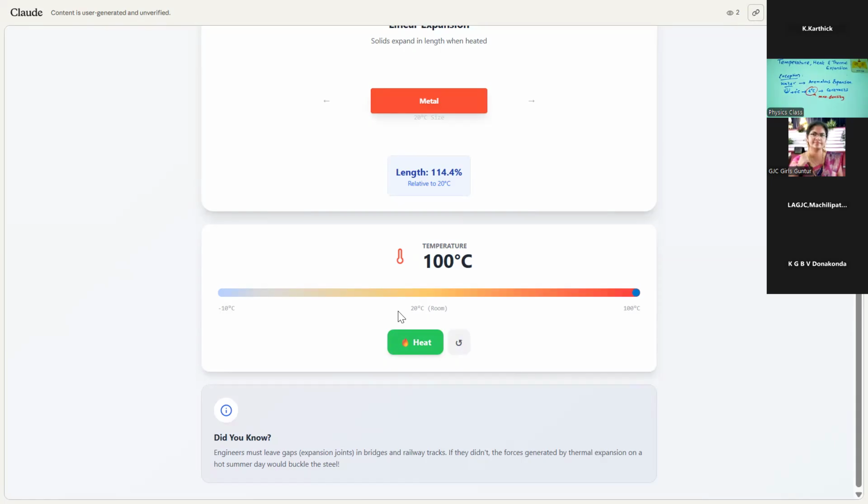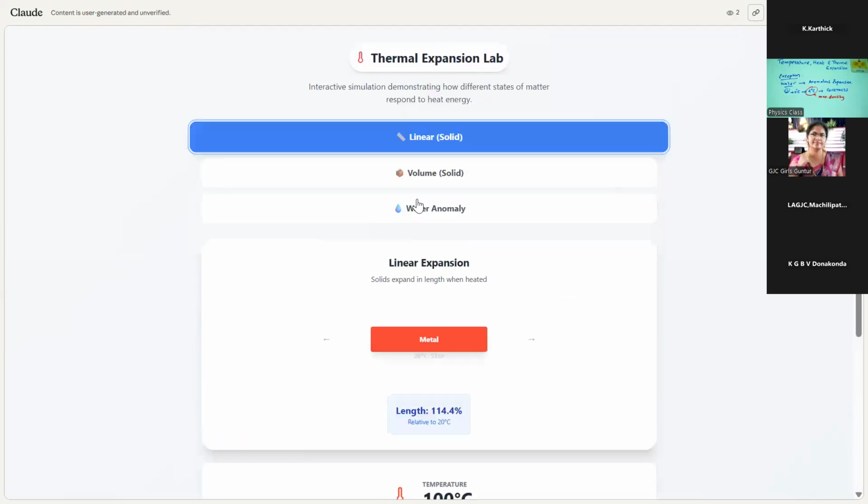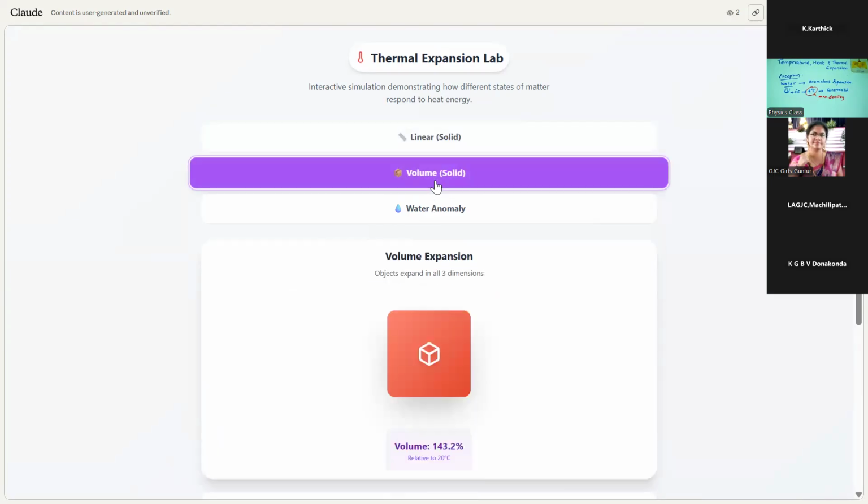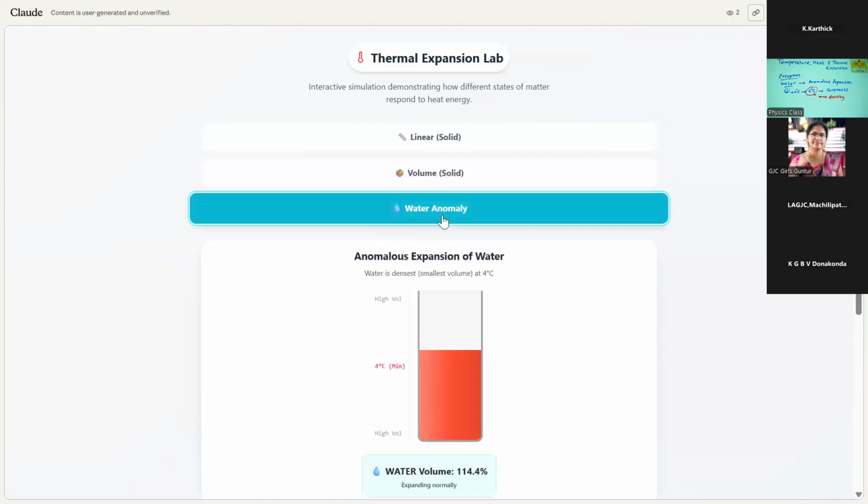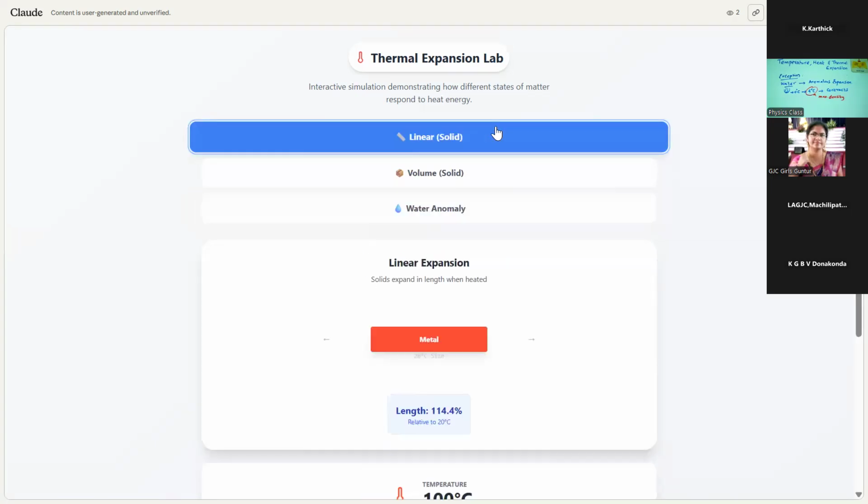So first of all, linear expansion, solids. Expansion in one dimension. One dimension means length. And volume expansion, solids and liquids: expansion in all three dimensions. And finally, water anomaly, the unique way water behaves, especially near freezing. Clear? Okay.